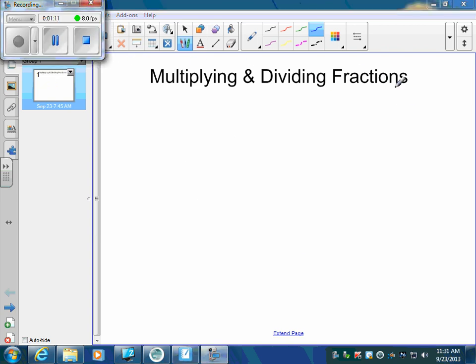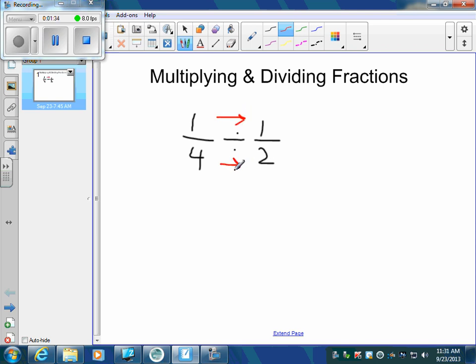Now we're going to move into dividing fractions. Dividing fractions is a little bit different. If we have 1/4 divided by 1/2, we need to ask ourselves if the tops can be divided and the bottoms can be divided. Then we can work the problem out. So 1 divided by 1, that would get us 1. And 4 divided by 2, that would get us 2. So that fraction worked out perfectly.